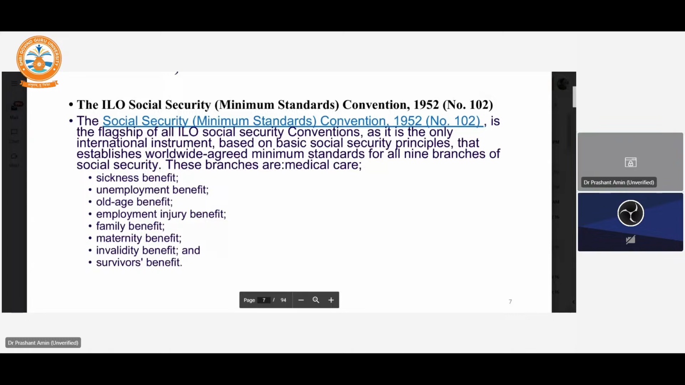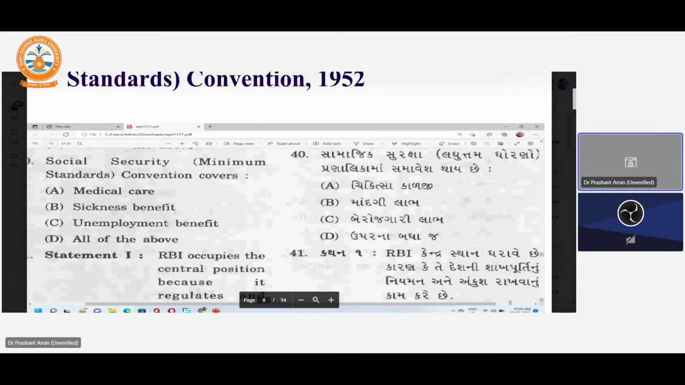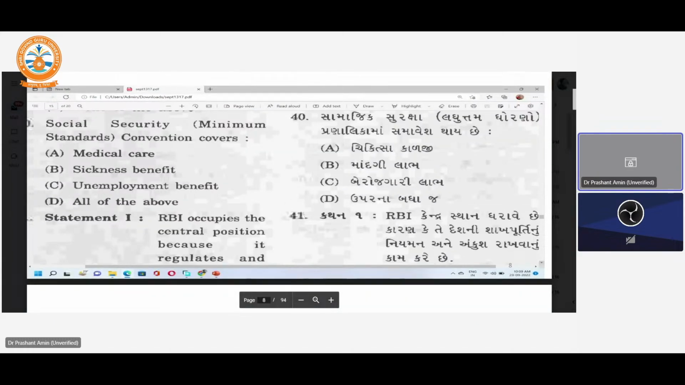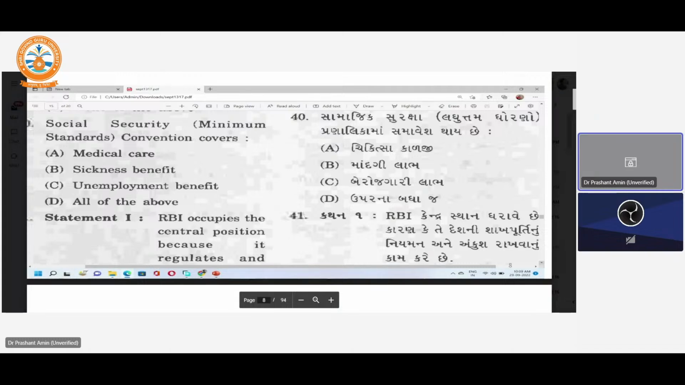elements recognized by the International Labour Organization as far as social security is concerned, and all the countries associated with the labor standards of the International Labour Organization follow this. Sometimes questions are asked in the examination, and I have a screenshot of that particular question: the Social Security Minimum Standards Convention is related to medical care, sickness, unemployment, or all of the above. The answer is all of the above. That was the question asked in previous examinations.